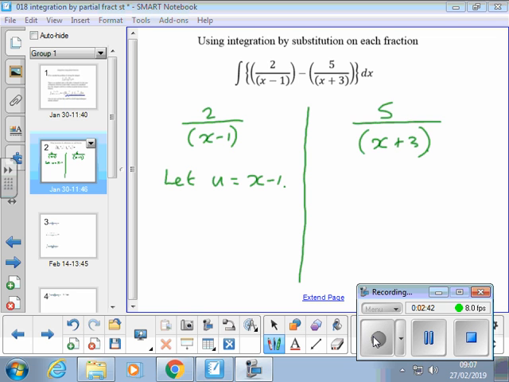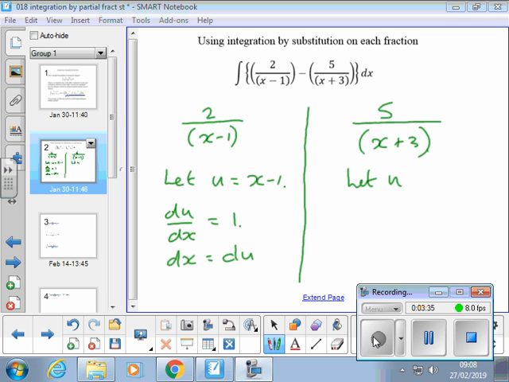Integration by substitution. du by dx. So we differentiate that function x minus 1. What do we get? One. And then what do we do? We need it in terms of dx because we want to use that to replace dx. So we say dx is equal to du over 1. We don't write it, do we? Okay. We do the same thing on this side.